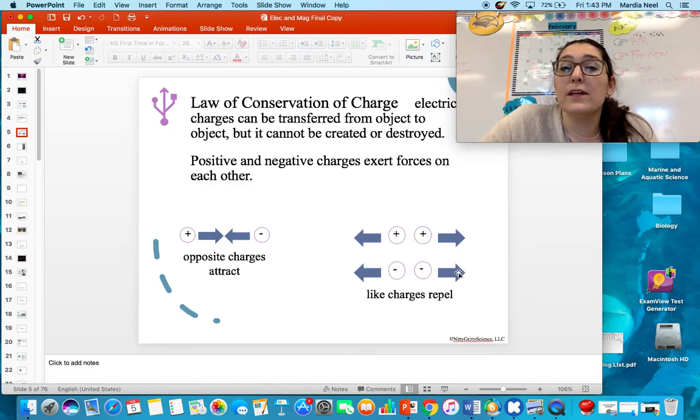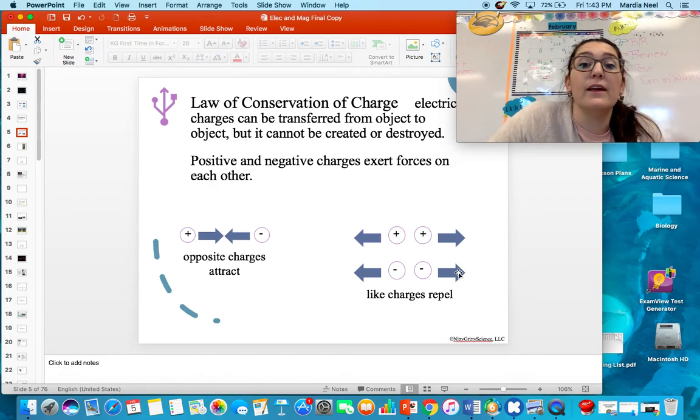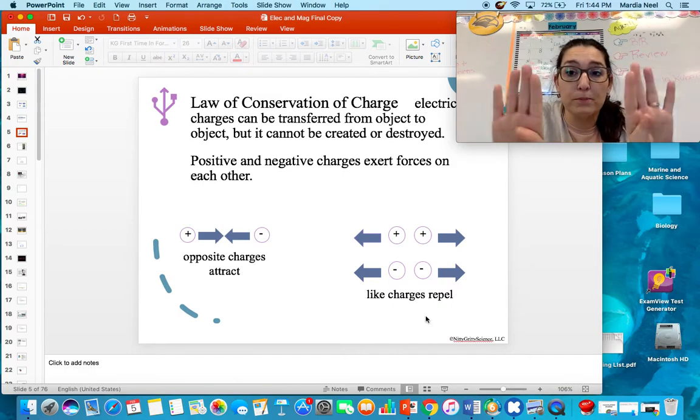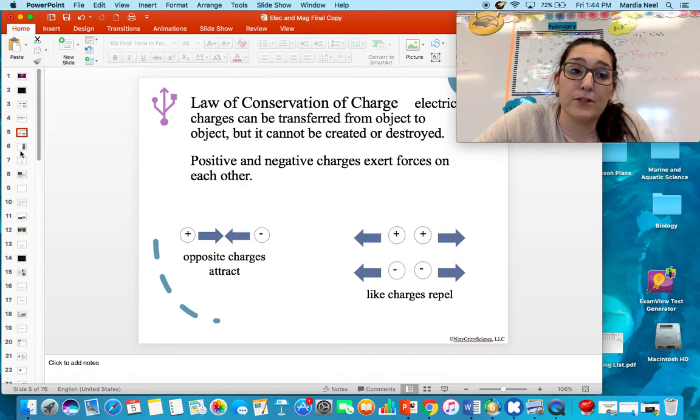Just like in people, if you're too alike somebody else, you usually don't get along. Your personalities clash because you're so much alike. So the same thing happens in science. If you're both positive, you don't get along. You get pushed apart from one another. The same thing if you're both negative. You push apart from one another. You don't want to be close to that person.